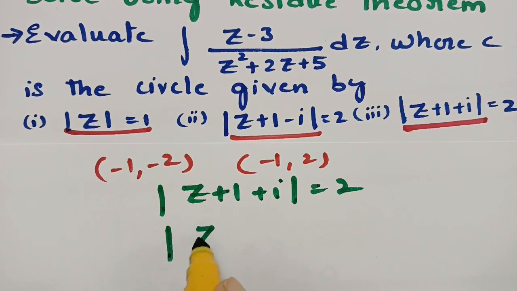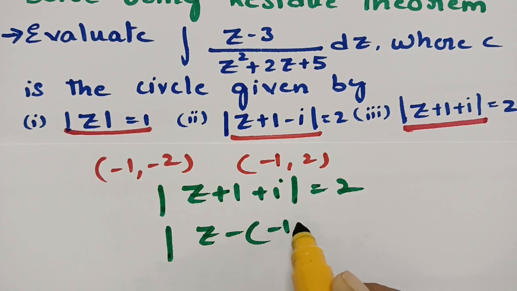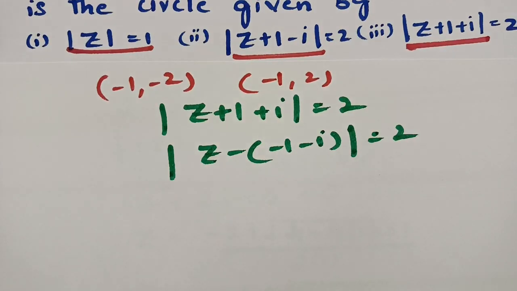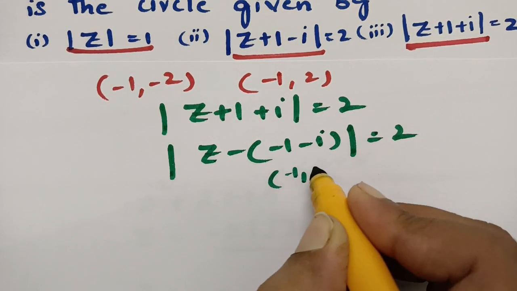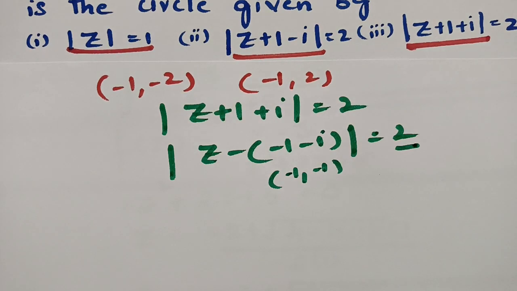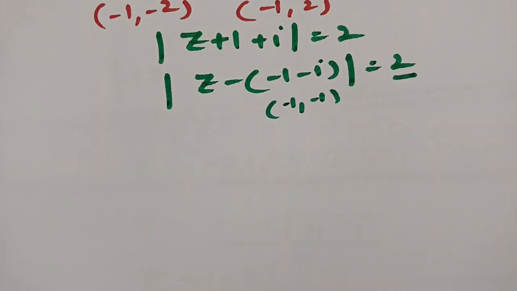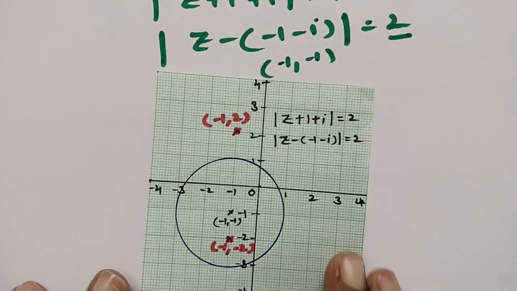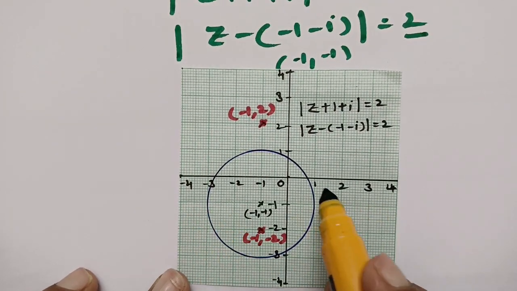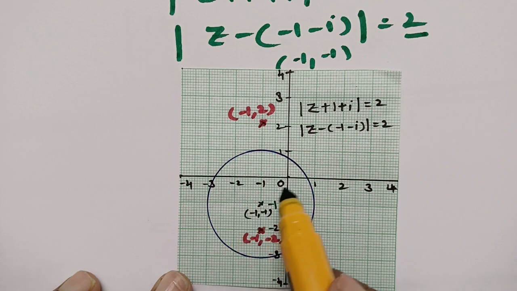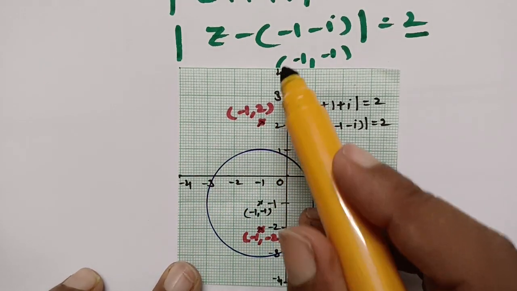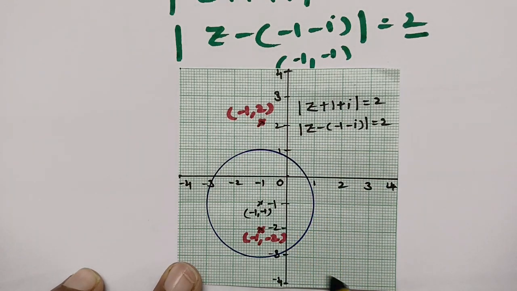So we have to take the center value. So the center value is nothing but minus 1 minus i, and the radius here is 2. So we have to draw this one, and clearly this is the circle. First of all, this is the x-axis and this is the y-axis, with 0, 1, 2, 3, 4 and minus 1, minus 2, minus 3, minus 4 on each axis.